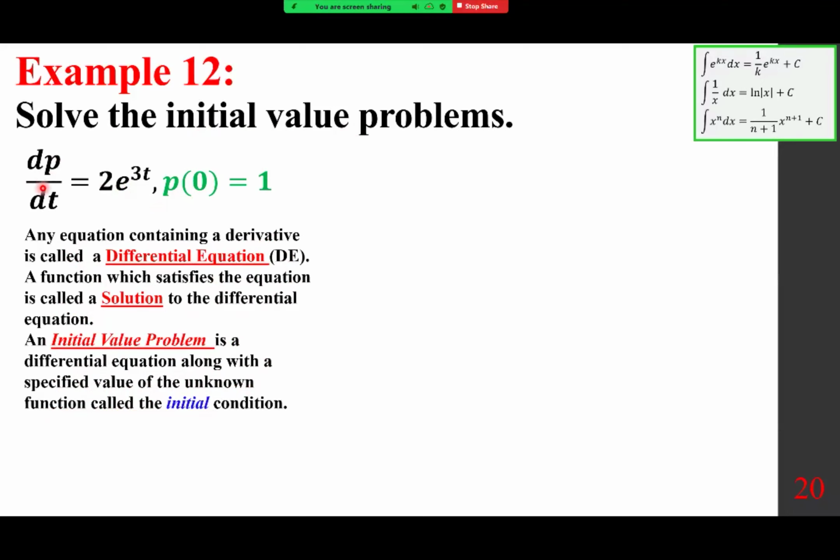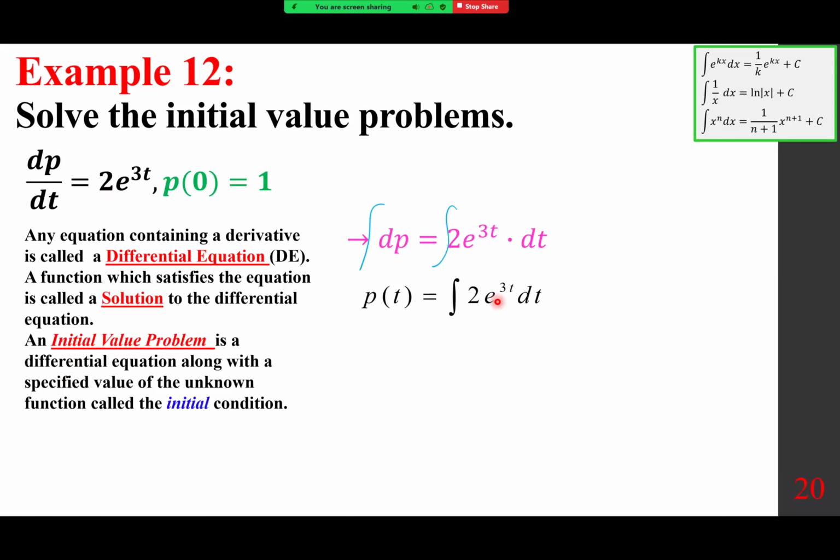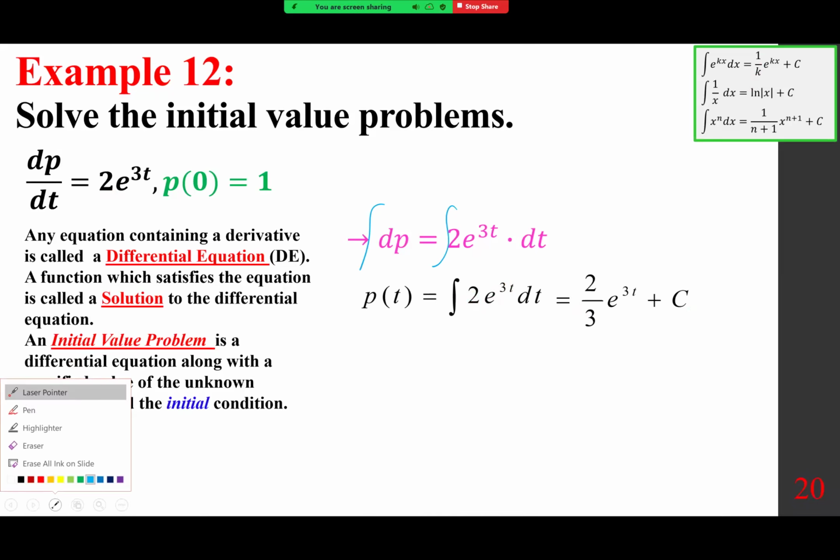And we're going to concentrate on this, which means dp is 2e to the power of 3t dt, and we are going to integrate both sides, and what we have been doing so far, nothing brand new yet. And so the left side, of course, becomes p of t. And this one, as you recall, if you're differentiating, you multiply by 3. If you're integrating, you divide by 3. So 2/3 e to the power of 3t plus c. So what we have is just as before in all the previous pages, and this is known as a general solution.